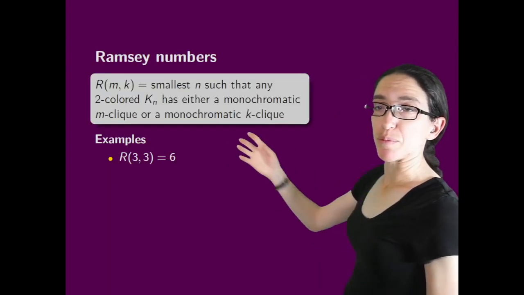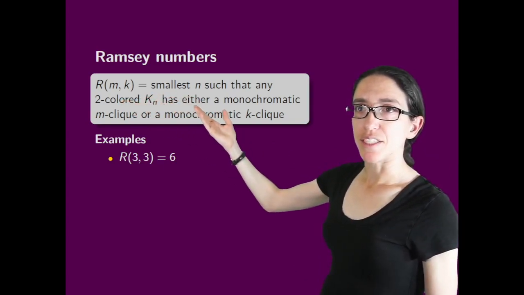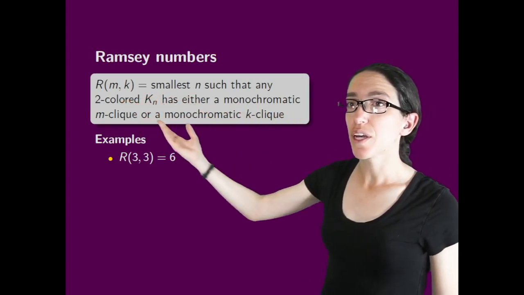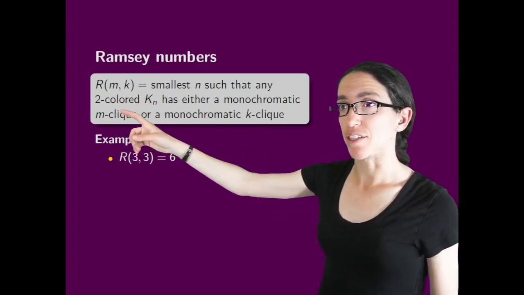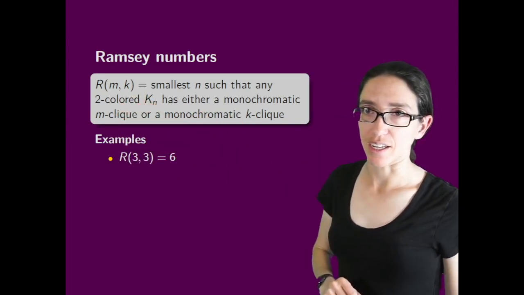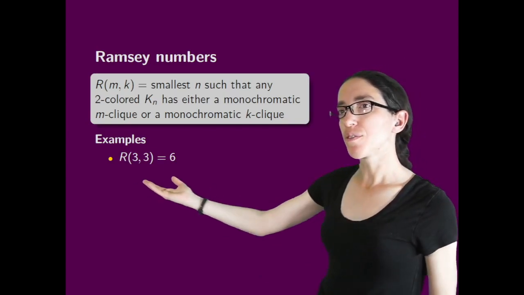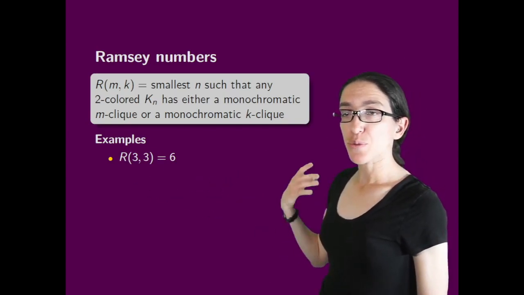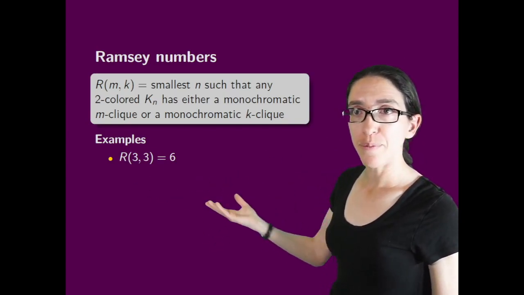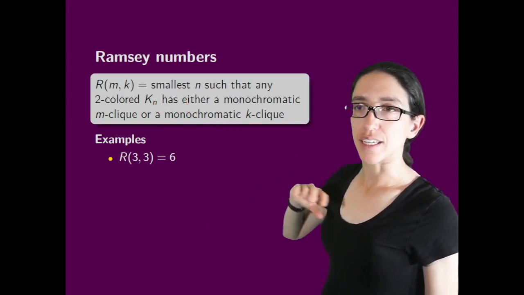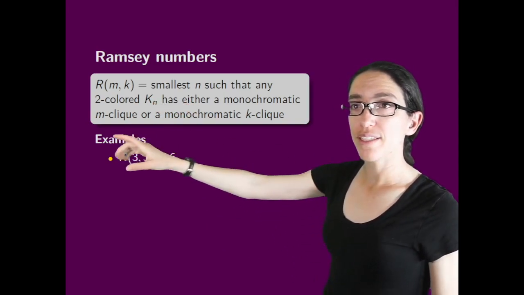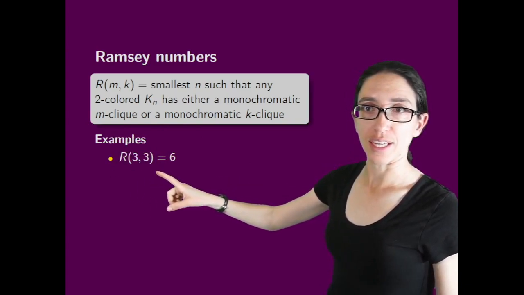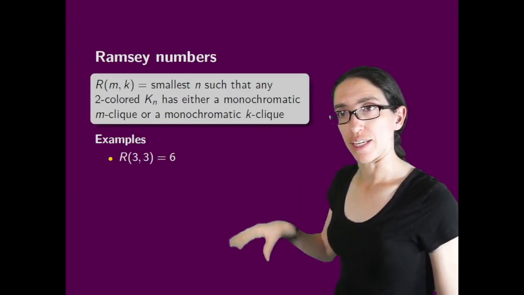So here's a Ramsey number. A Ramsey number, R(m,k), is the smallest n such that any 2-colored complete graph Kn has either a monochromatic m-clique in the first color or a monochromatic k-clique in the second color. So for example, R(3,3) is 6. As we showed in the previous example, if we have a 2-colored K6 colored white or dashed yellow, then there's either a white 3-clique or a yellow 3-clique. So either a white triangle or a yellow triangle.